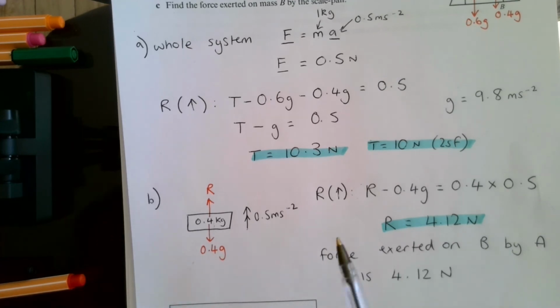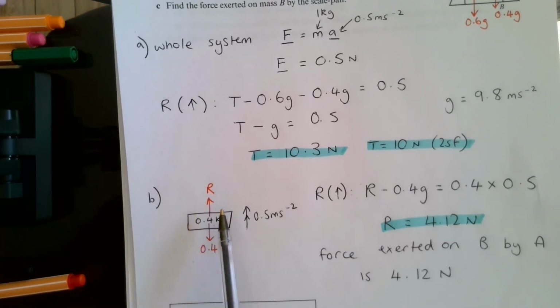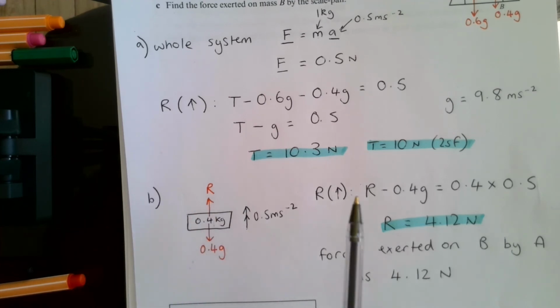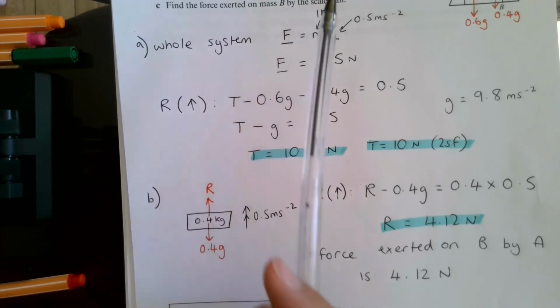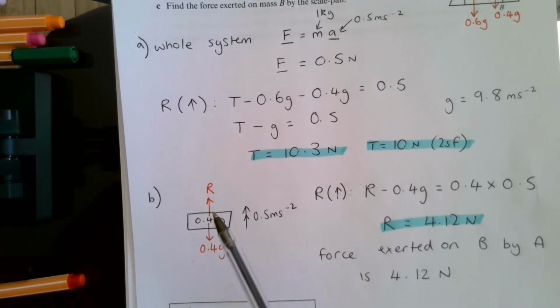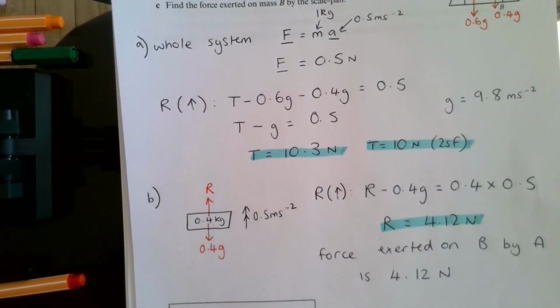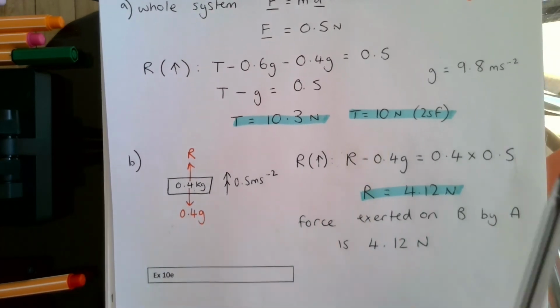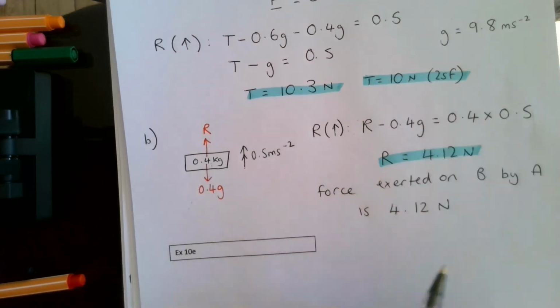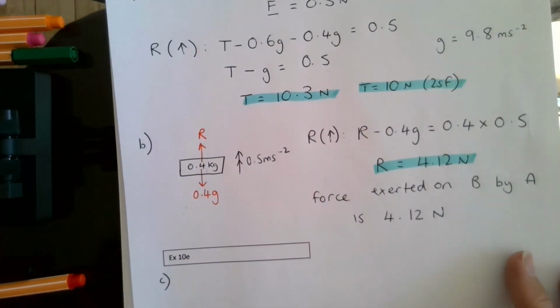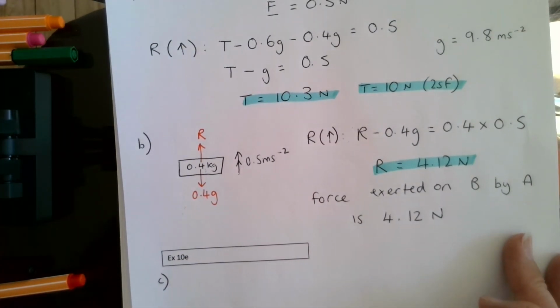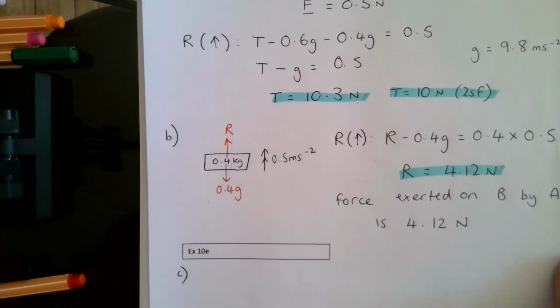So what we really found here is the force exerted by B on A. They asked for the force exerted on B by A. So what I've got here is the force exerted on A by B, but we know because of Newton's third law it's going to be the same. And then finally for part C, it's finding the mass of the scale pan. Find force exerted by B on the scale pan.